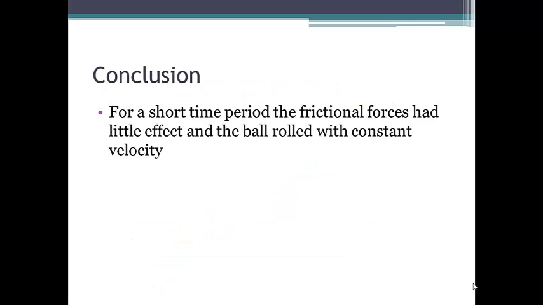My conclusion is, for a short period of time, the frictional forces had little effect on the velocity of the ball, and the ball rolled with constant velocity. This meant that the net forces were very close to 0, and that's why I had a good fit between the data and the model.